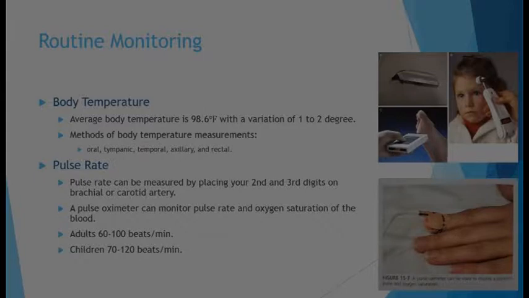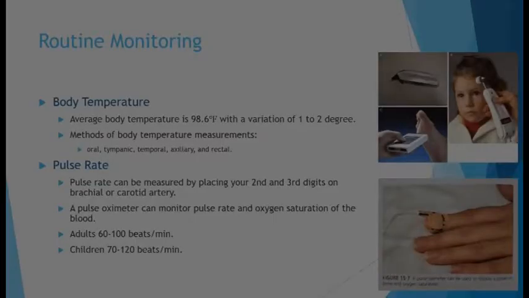Average body temperature is 98.6 Fahrenheit with a variation of 1 to 2 degrees. Methods of body temperature measurement are oral, tympanic, temporal, axillary, and rectal. Pulse rate can be measured by placing your second and third digits on the brachial or carotid artery. A pulse oximeter can monitor pulse rate and oxygen saturation of the blood. Adults are 60 to 100 beats per minute, and children are 70 to 120 beats per minute.